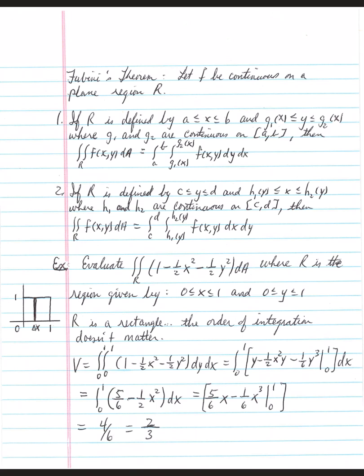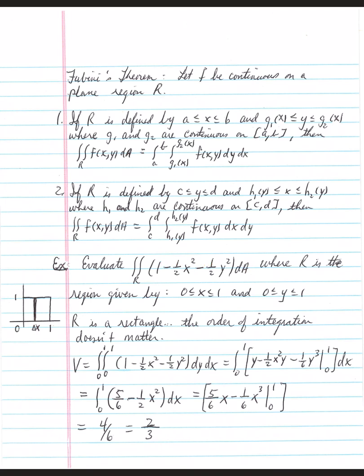Let's evaluate the function 1 minus 1/2 x squared minus 1/2 y squared, where we have a region R defined as x between 0 and 1 inclusive, and y between 0 and 1 inclusive. Over here to your left, that's just a square from 0 to 1 in the x and y direction. I am just choosing a vertical strip delta x, which means I'll put dx on the outer and the integral limits of x on the outside as well.